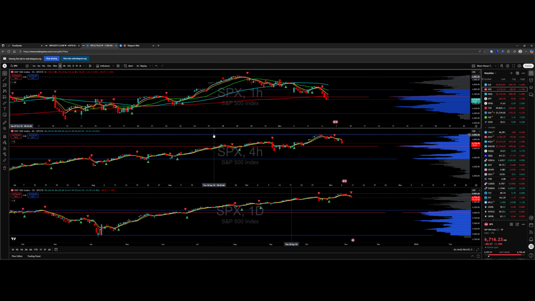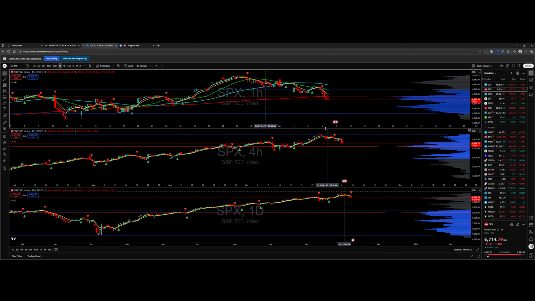Go to your hourly chart. This is where the fractal analysis comes in. Back on the 29th, up here, at the top of that nice leg higher, you got a sell signal.